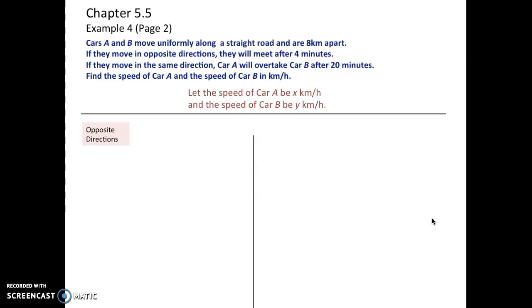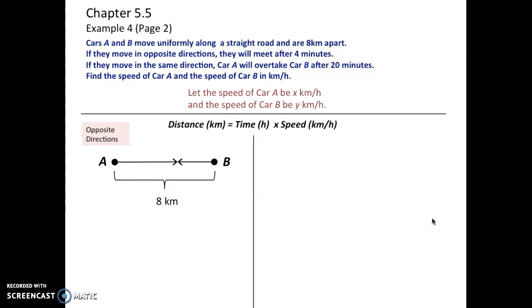When they travel in opposite directions, they are going to meet each other. Hence, I'm going to draw a diagram first. And we know that the two cars are actually 8 km apart in the first place. We know that to find distance, we have to use time multiplied by speed. In this question, the time is given in minutes. So be very careful here. We need to change the units for time to hours.